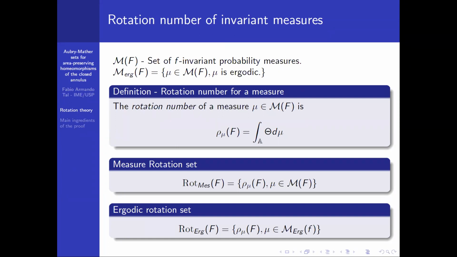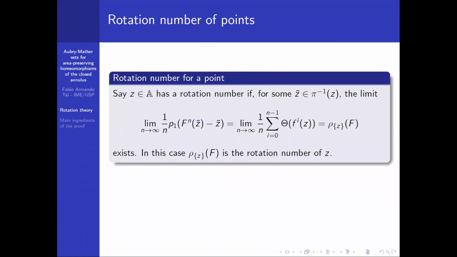So we have the measure rotation set and the ergodic rotation set. These are rotations when you use measures. But you can also define a rotation number for points. These are more typical things, the typical way you do it for Poincaré rotation numbers. Now in the annulus, you say that a point has a rotation number if you take the average displacement it has on the horizontal and calculate it, and it has a limit. If this limit exists, you say that this is the rotation number of a point z. What's different from the case of the annulus?